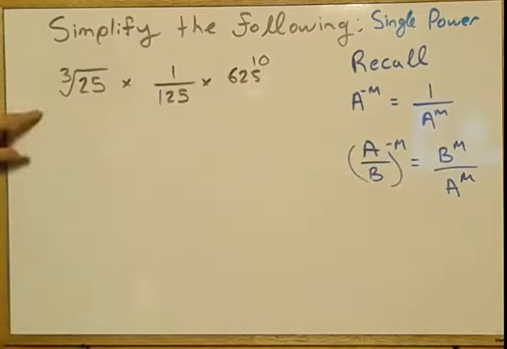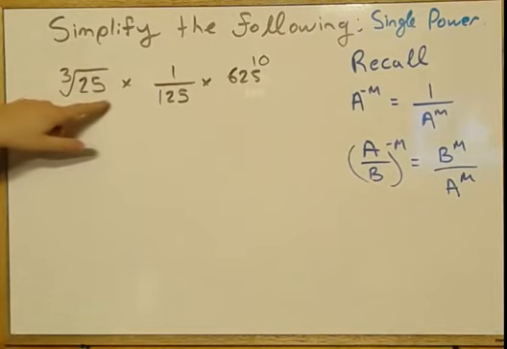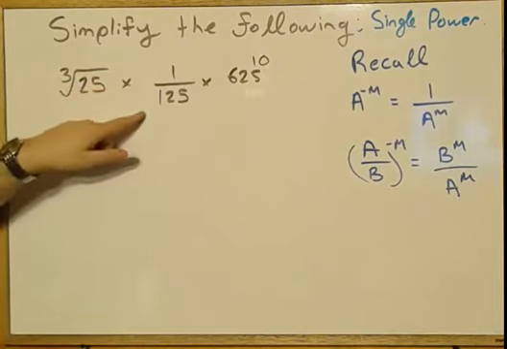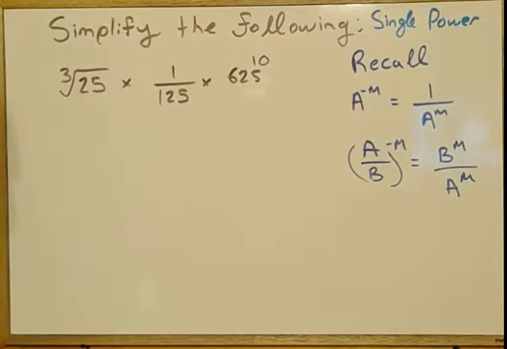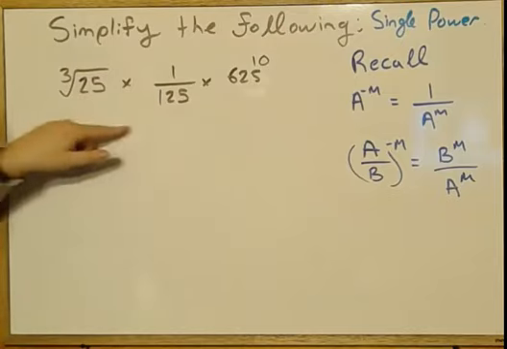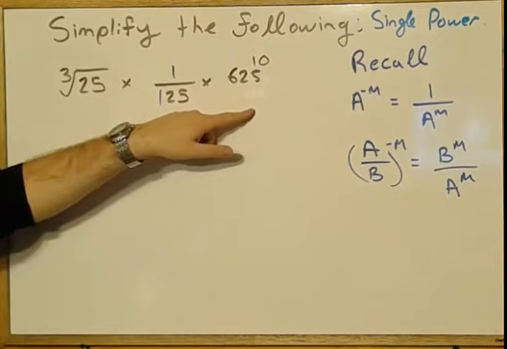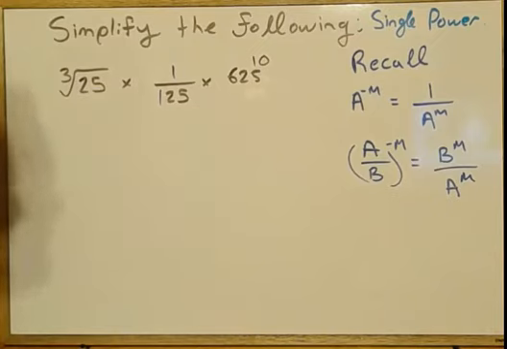So here we're going to simplify the following as a single power. And we've got the cubed root of 25 times 1 over 125 times 625 to the power of 10. So all of these can be rewritten as a power of 5. So let's see how this is done.